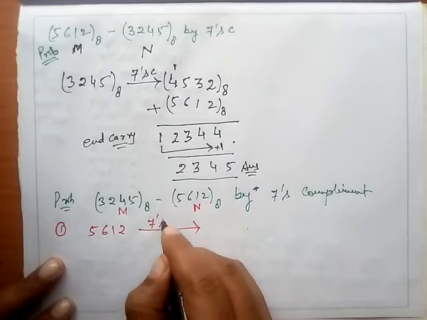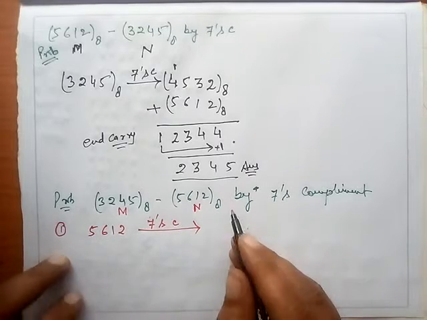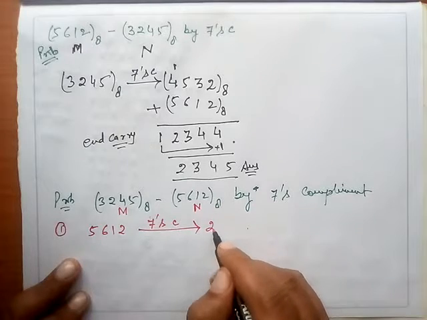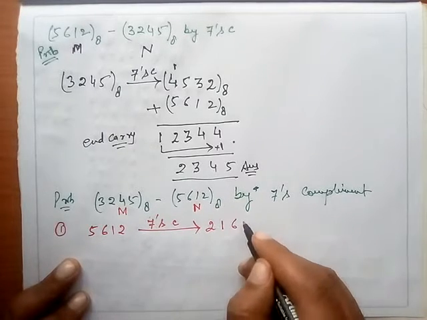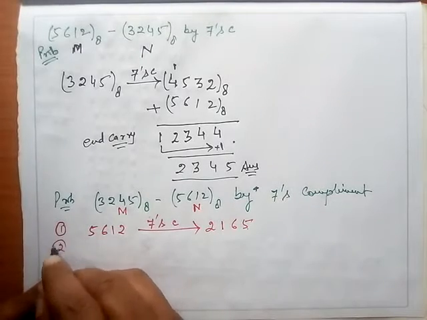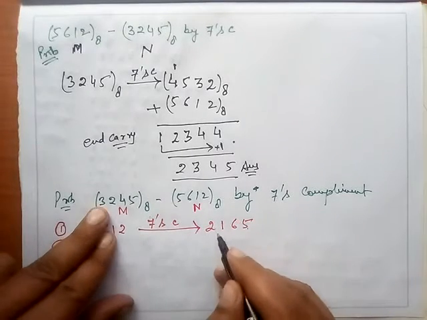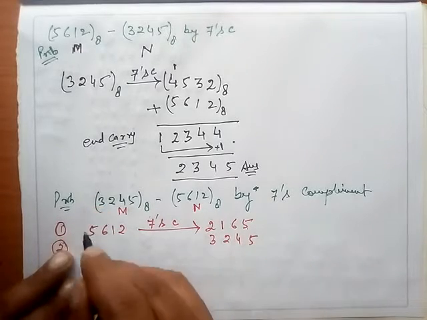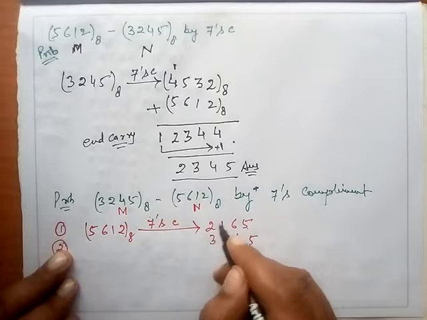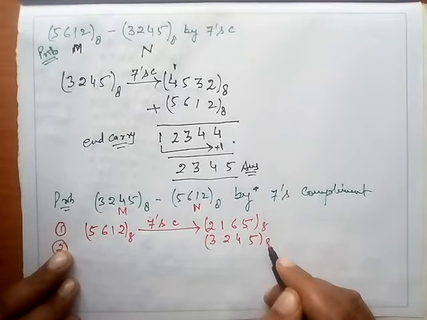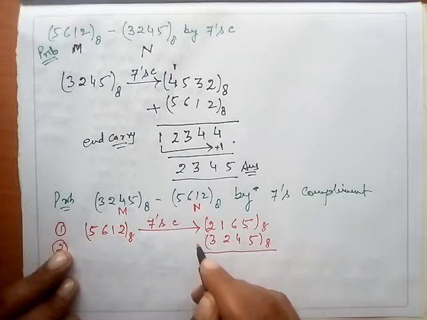I calculate its 7's complement, and the 7's complement of this number is subtracting every digit from 7. It is 2, 1, 6, 5. I hope this is clear to you. Second step, I told you add this here. This is 3, 2, 4, 5. But remember that this is in base 8, this number is also in base 8, and this number is also in base 8. So I have to do this octal addition.